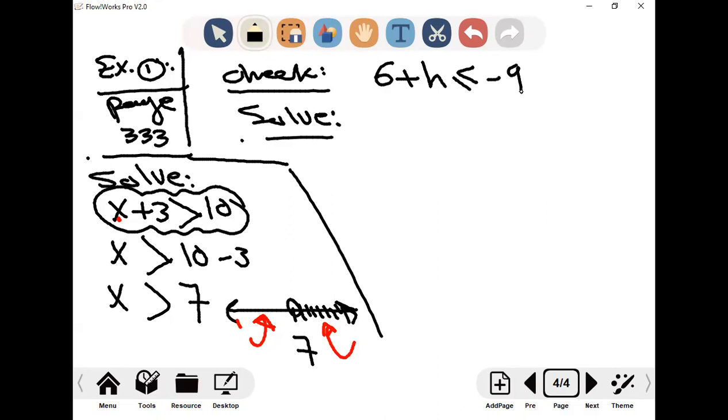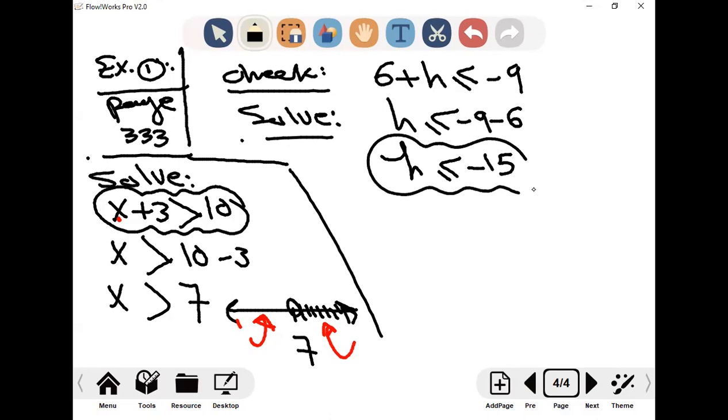Okay, what will we do here? Where is the variable? H. The connected number is 6. Shift the 6 here. The connected number is positive, right? So I'll shift it here and it will be negative. So h is less than or equal to negative 9 minus 6, right? We add and put the same sign. So h is less than or equal to negative 15. This is the solution.